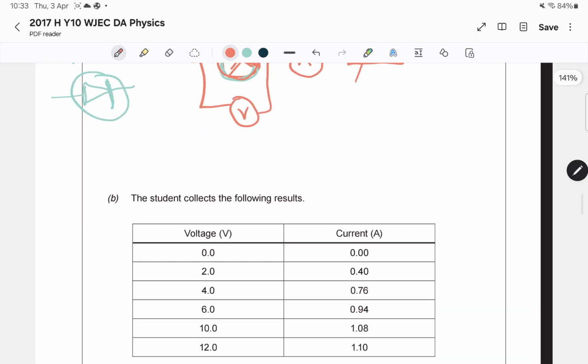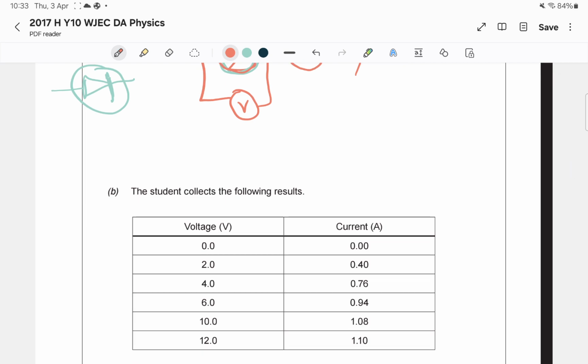So the student collects these results. I think we're going to plot a graph.